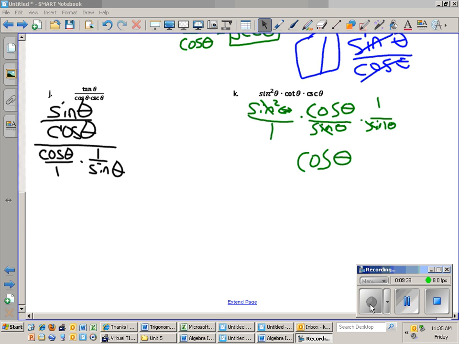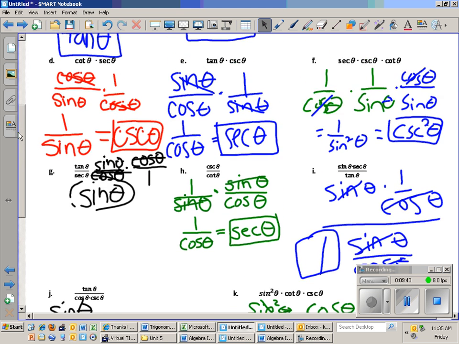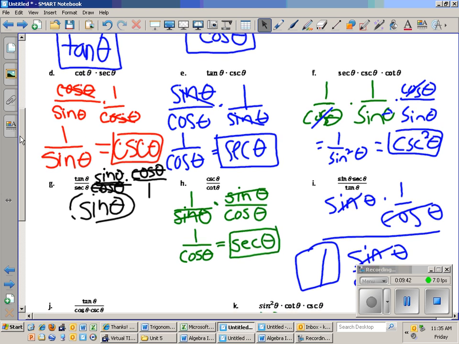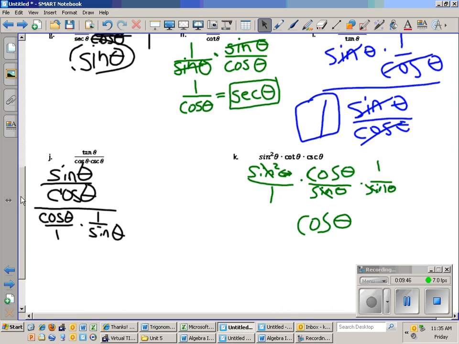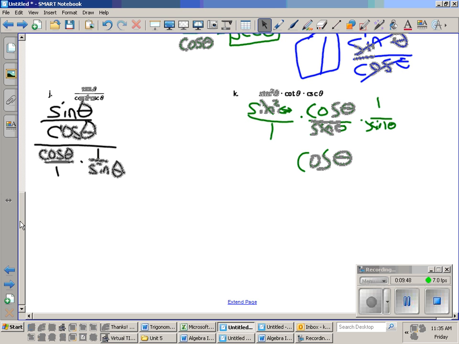Okay, we're going to pick up with problem J here. It looks like the other ones people have gotten. In case you need to look back, I guess you could pause the YouTube video and look at the results. But these are all correct. J was the problem, and we decided to rewrite tangent as sine of theta over cosine of theta. Now at the bottom we have cosine of theta over 1 times 1 over sine of theta. So what do you get on the bottom?